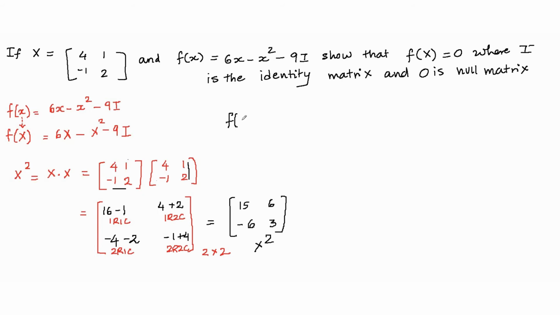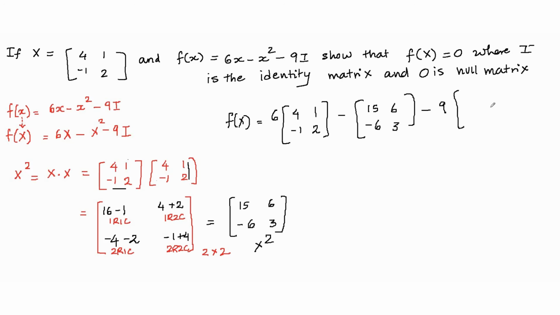Therefore f of x would be 6 times x, which is 6 times 4, 1, negative 1, 2, minus x square. X square is 15, 6, negative 6, 3, minus 9 times I, right? So I know that the identity matrix is a matrix where only the diagonal elements are 1 and all the other elements are 0.